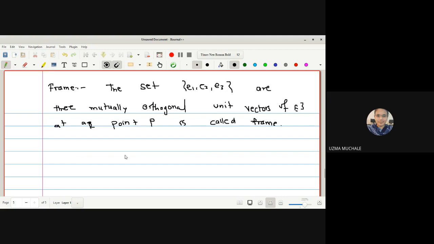If it satisfies the conditions, what are the conditions? The first condition is E1 dot E2 is equal to E2 dot E3 is equal to E3 dot E1 is 0. The second one is E1 dot E1 is equal to E2 dot E2 is equal to E3 dot E3 is equal to 1. So this is our definition of a frame. What did you understand from the definition of a frame?